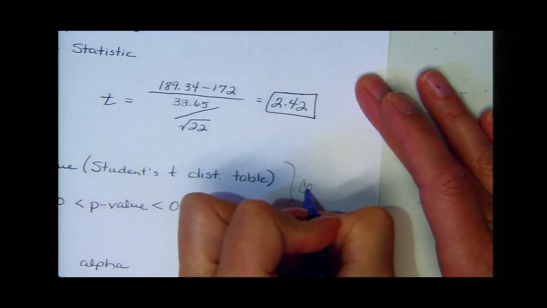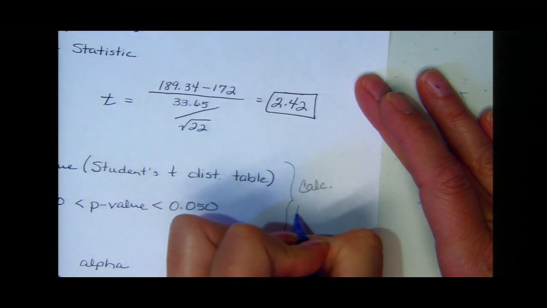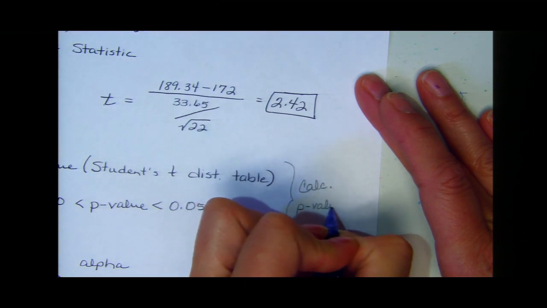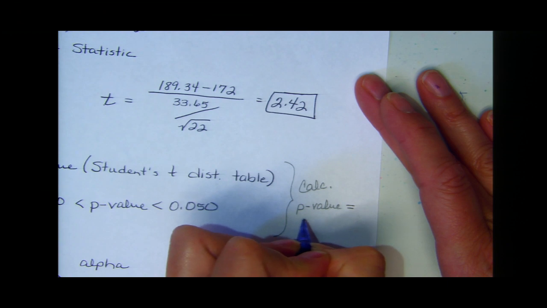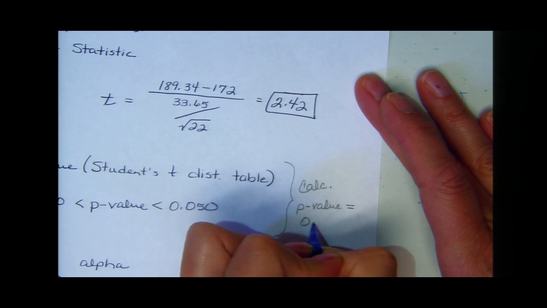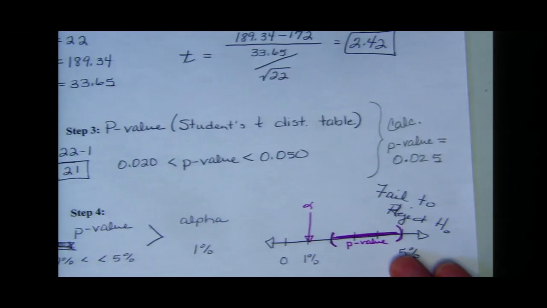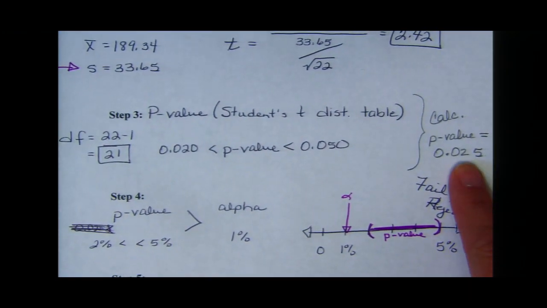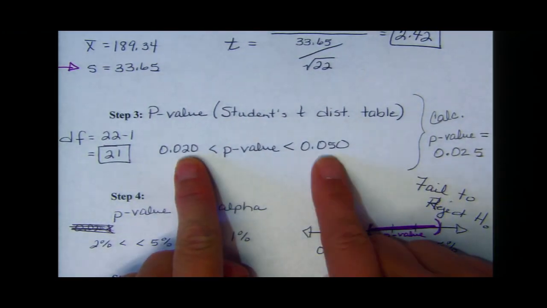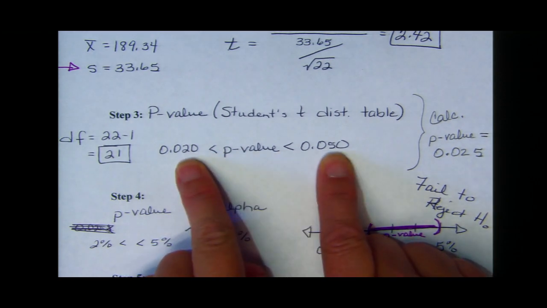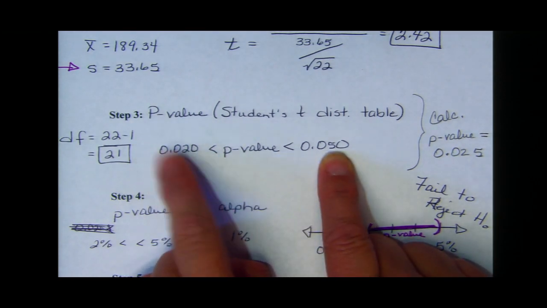So if you did this on the calculator, then your p-value equals 0.025. And 0.025 is between these 2 numbers. Now it's closer to this one, but it is between it. So let's do the last one too, and I'll show you how to do that on a calculator as well.